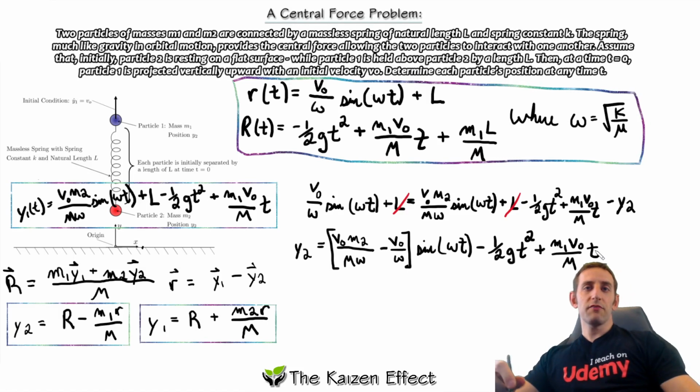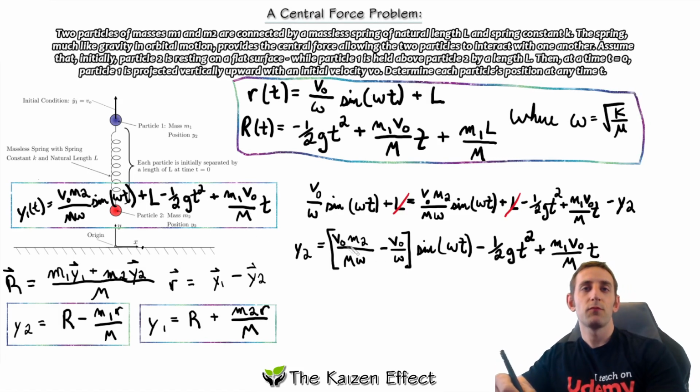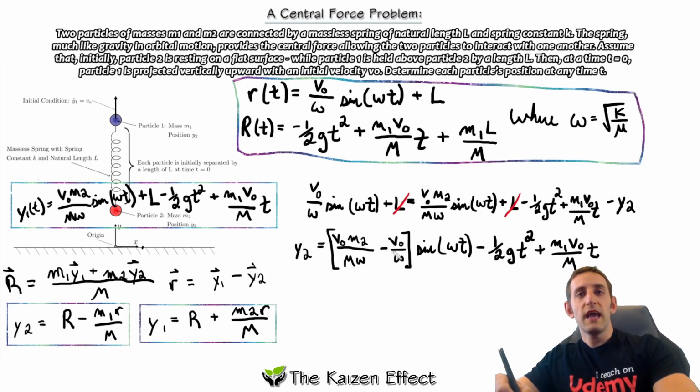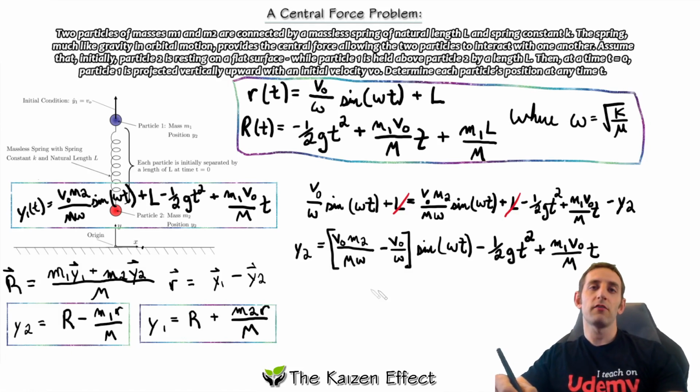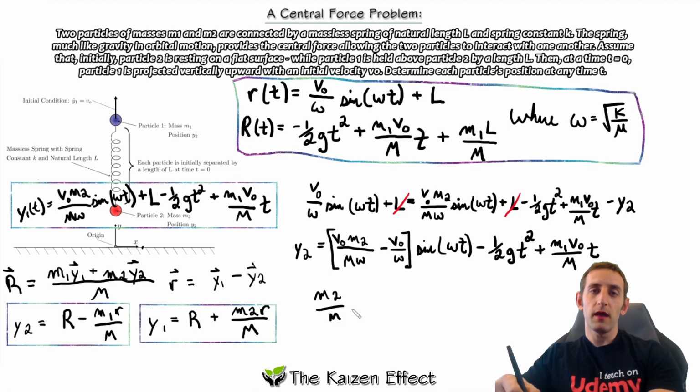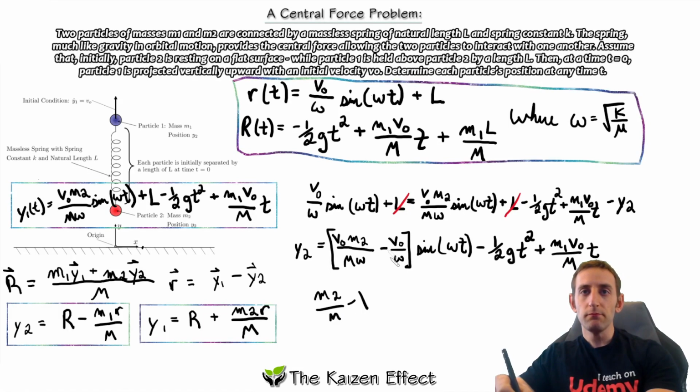All right, and all that's left is really to simplify this. So we can pull out additional terms. So v naught over omega is common. So we're going to get an m2 over big M. I'll sort of do this as an aside. m2 over big M minus 1, because we're pulling out the v naught over omega, so that's what this is equal to.